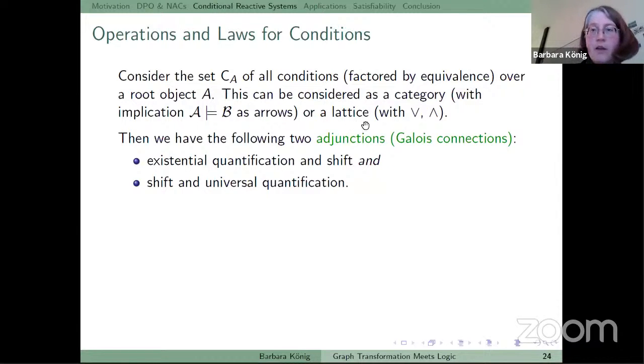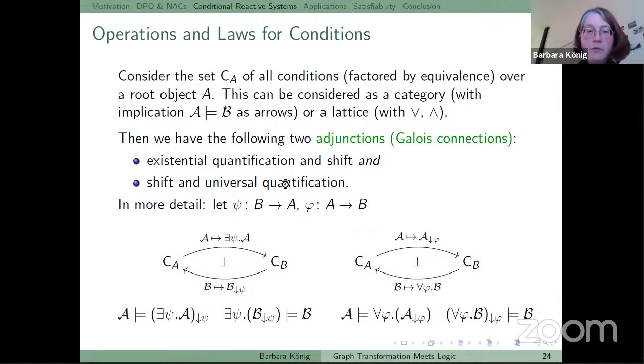So if you view this now as lattices, then actually we get two adjunctions. The one is that existential quantification and shift form a Galois connection. Existential quantification is the left adjoint, shift the right adjoint. The same holds for shift and universal quantification. So I'm drawing this here.